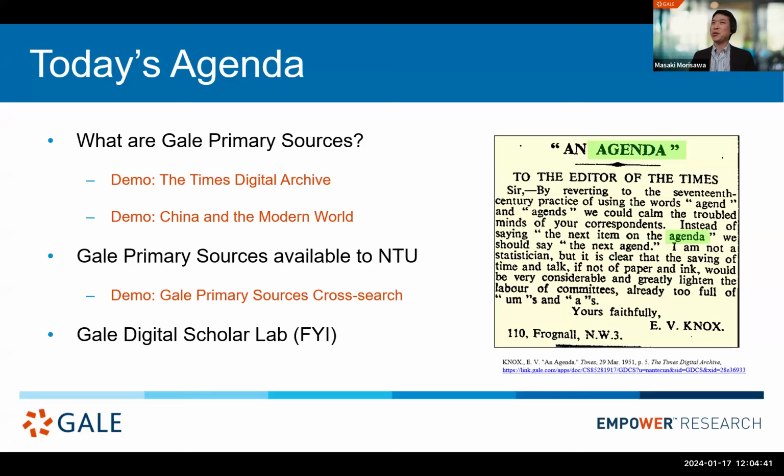NTU has like 40 different products from Gale primary sources alone, which is probably too much for many of you. So I just selected two representative products. I'll start out with a demo of the Times Digital Archive, which is a newspaper product. And then I will demo a product that is a bit more complex called China and the Modern World, which is actually a collection of various types of material, mainly manuscript material from the early modern history of China.